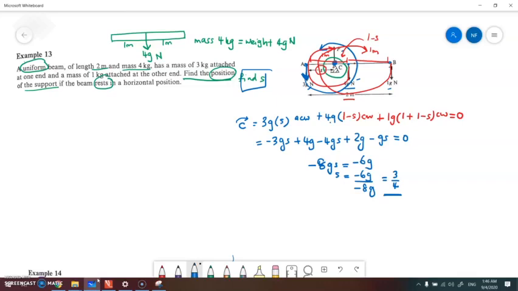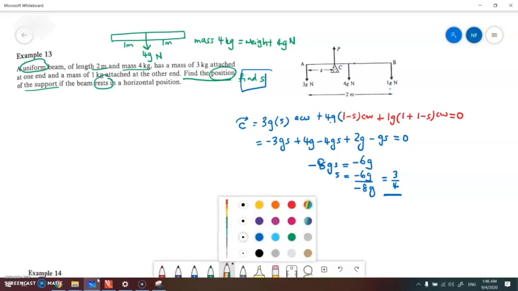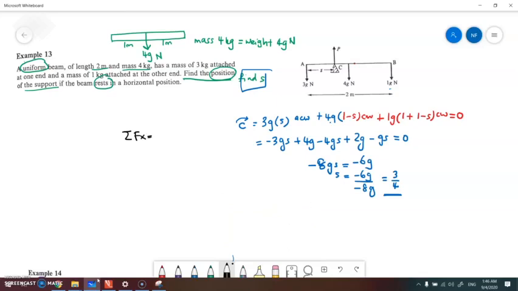If the question asks you to find P, how do you find P? Know that the rod doesn't move up and down, so the x and y components are equal to 0. So P is 3G plus 4G plus 1G, 8G Newton. Simple as that.